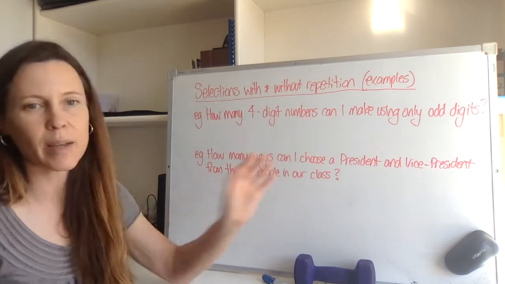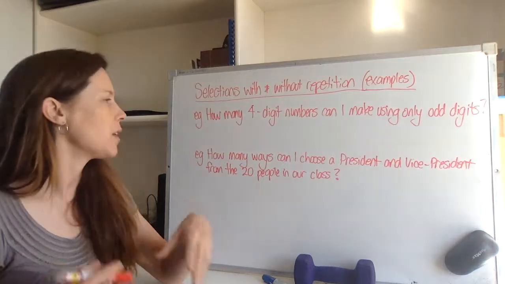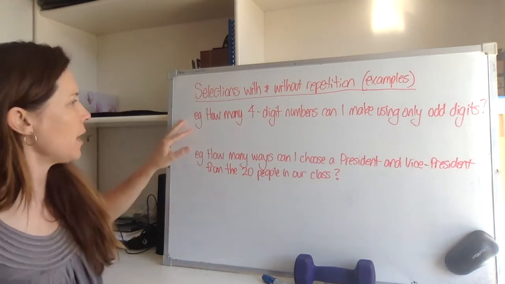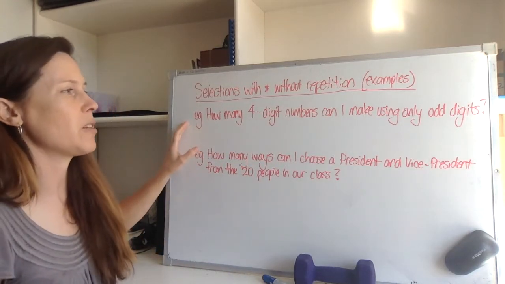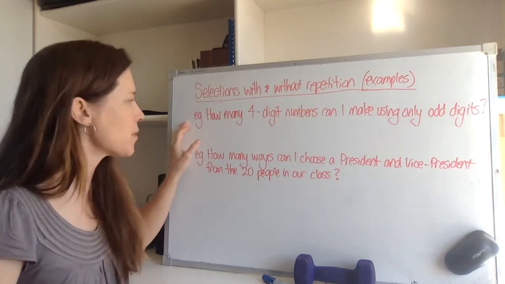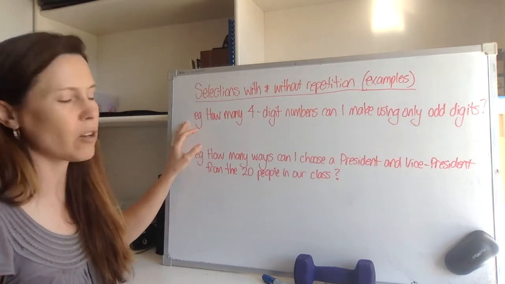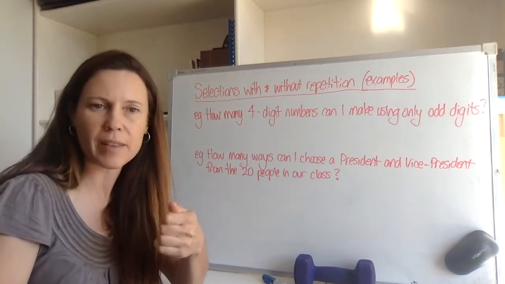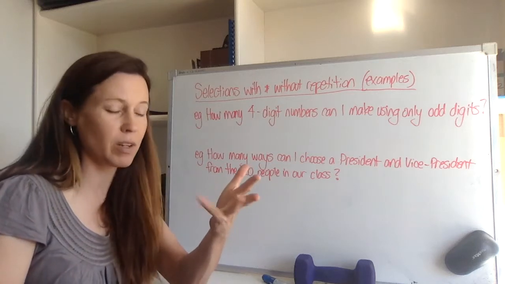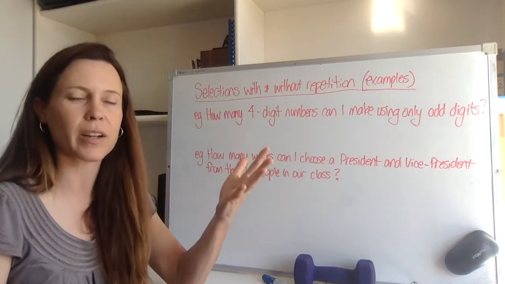So here's 2 examples where we need to just think for ourselves and apply what we've learned. How many 4-digit numbers can I make using only odd digits? All right, well, if I'm only using odd digits, then I've got to think, how many are there? There's 1, 3, 5, 7, and 9. So there's 5 different digits that I could use.